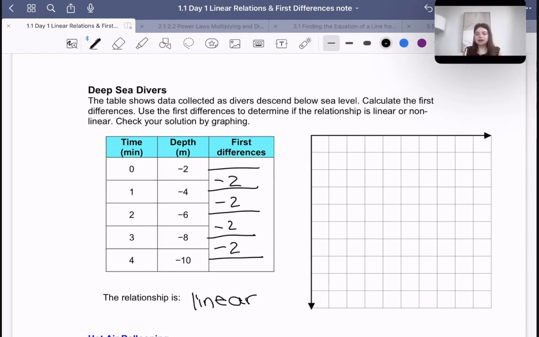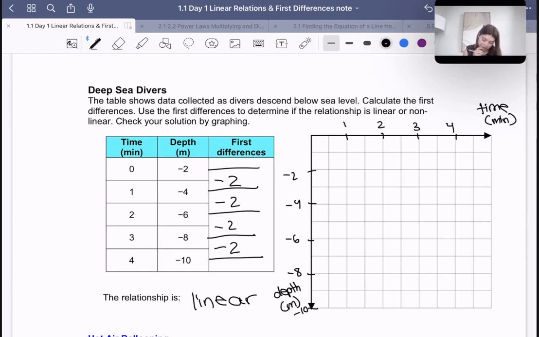Now let's draw a graph to check our answer. So over here on our x-axis, we'll do time in minutes. And over here, we'll do depth in meters. I think that's what m is, meters. Negative 2, 4, 6, 8, 10. Let's draw those axes. 1, 2, 3, 4. 1, 2, 3, 4.